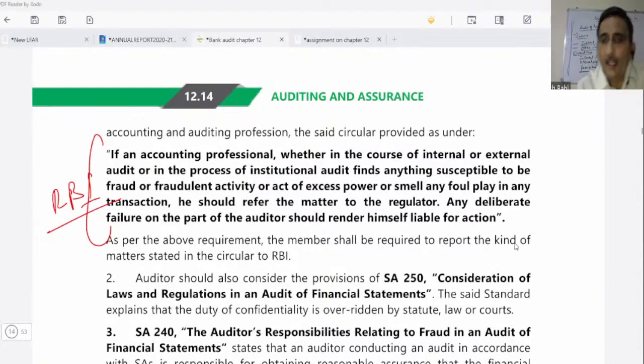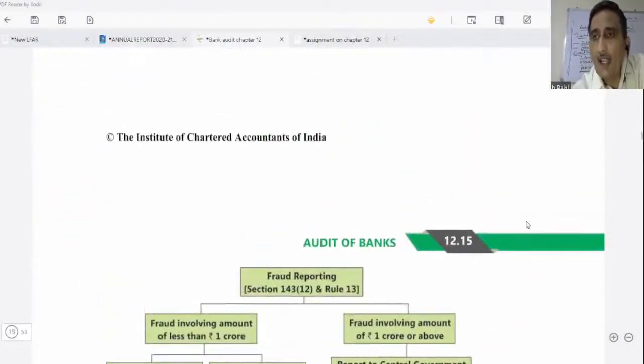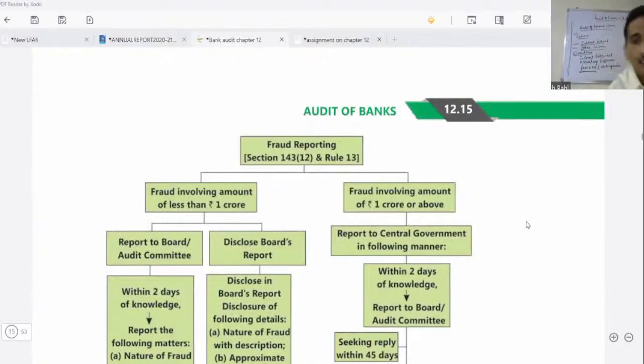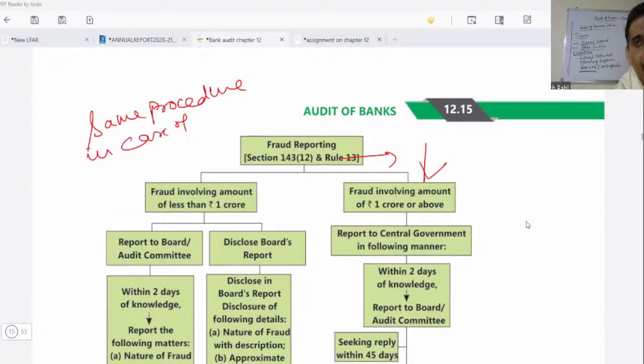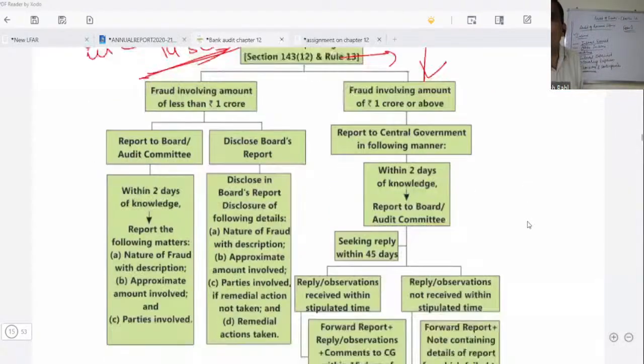The auditor's responsibilities in this regard, and fraud reporting under section 143 involving 1 crore or above. It is the same procedure which is there in case of a company under section 143(12). Identical procedure, there is no change.